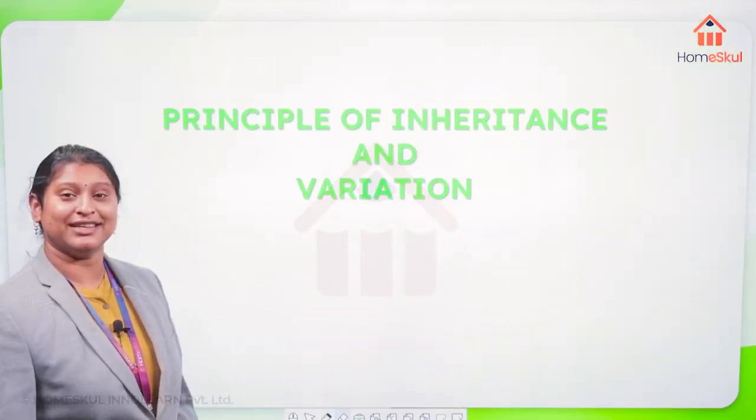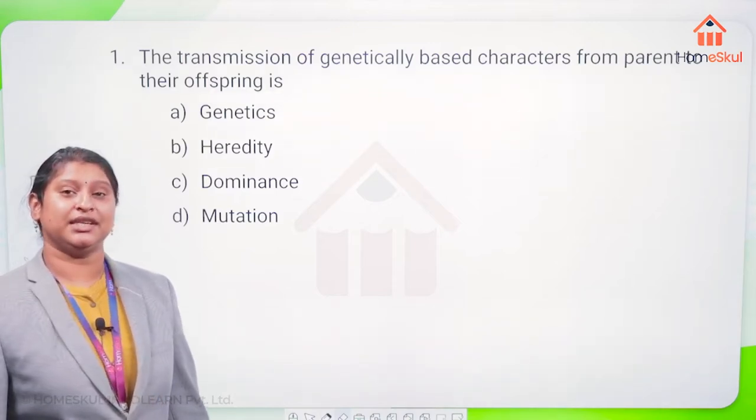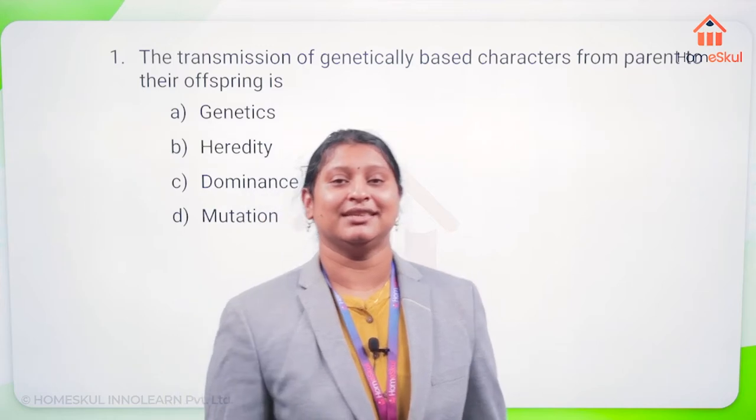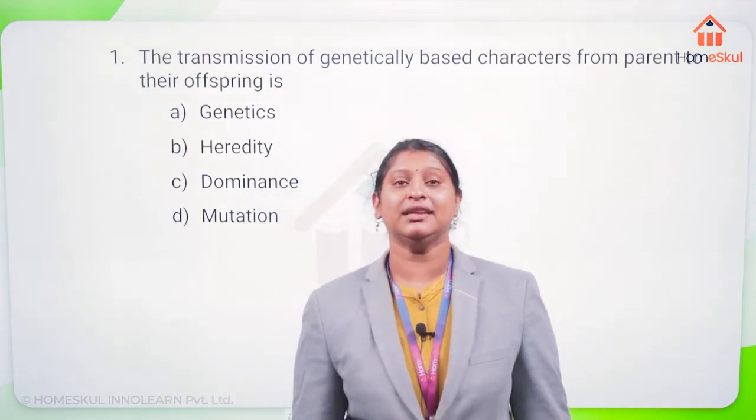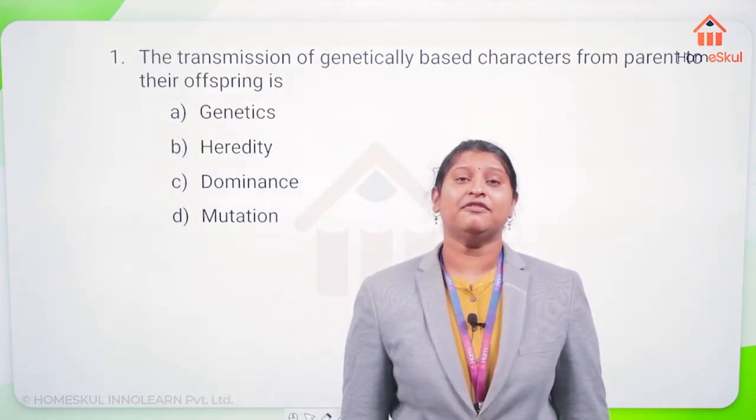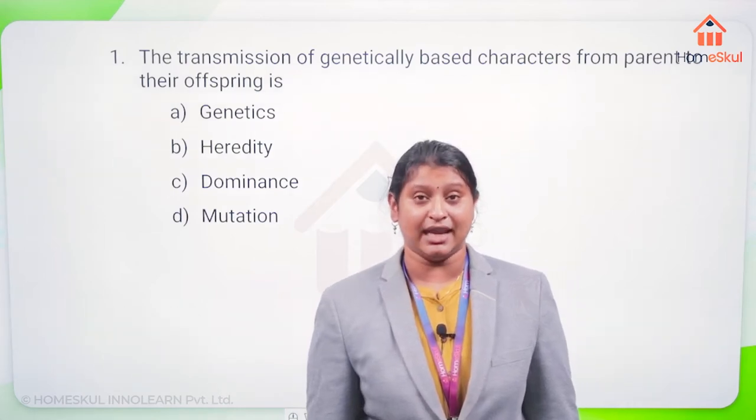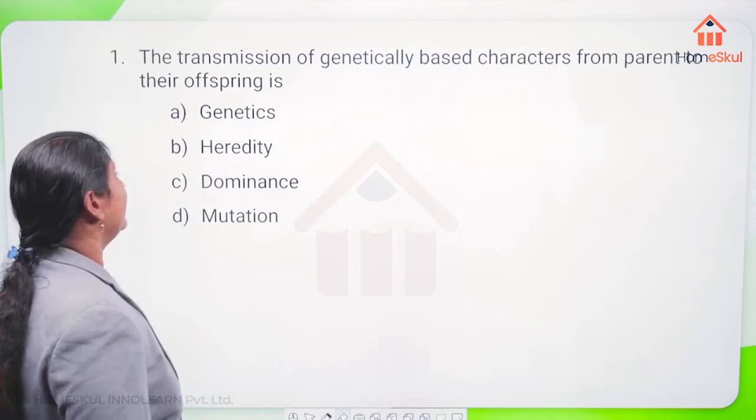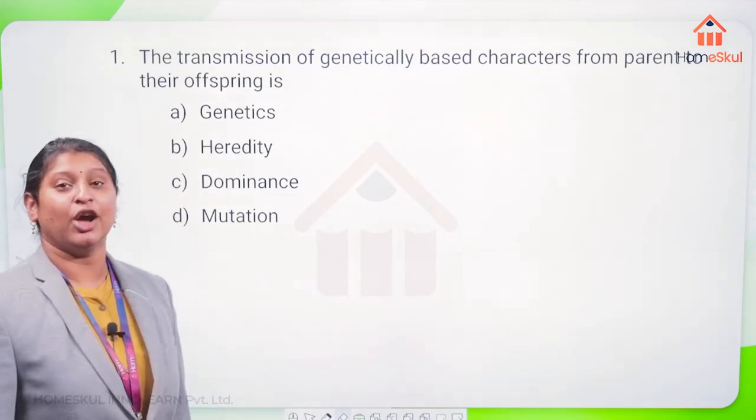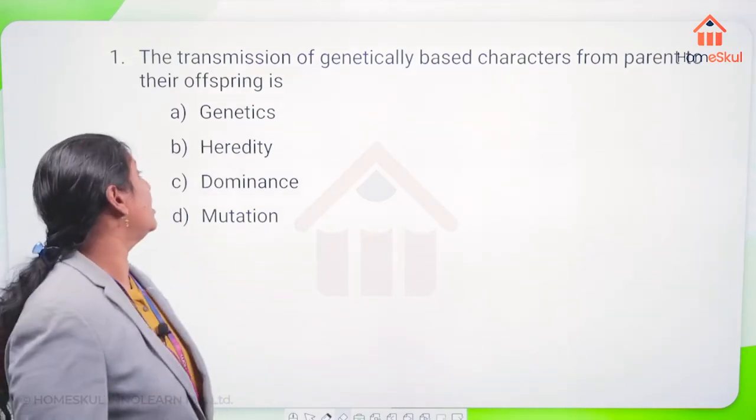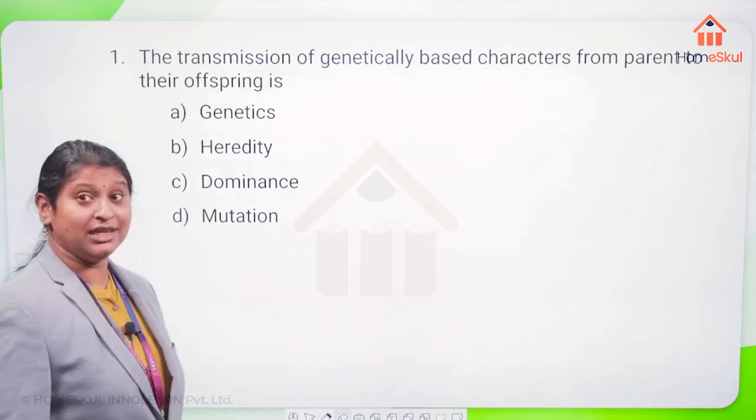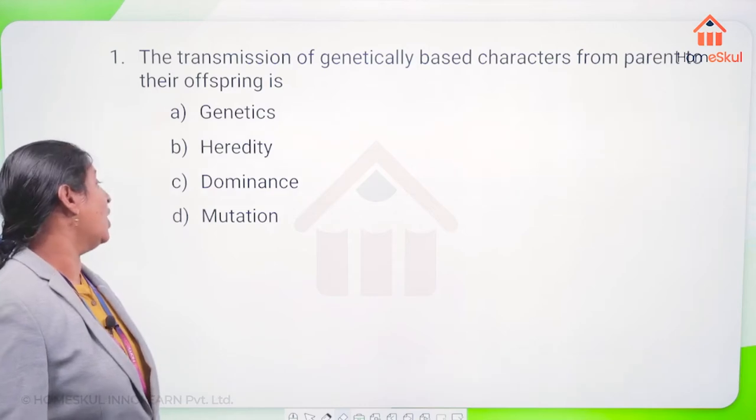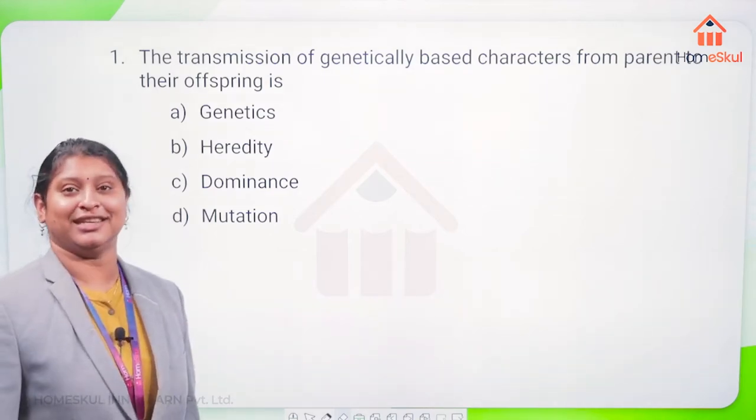Principles of Inheritance. The first question. I'm going to read the first question. The transmission of genetically based characters from parent to their offspring is called: option A, genetics; option B, heredity; option C, dominance; option D, mutation.